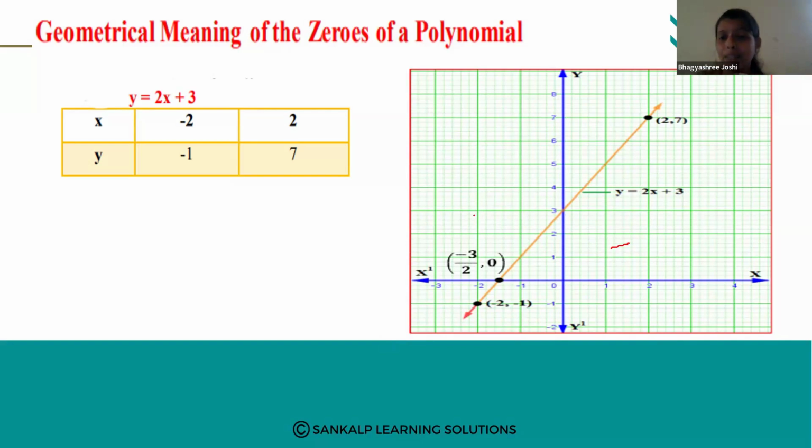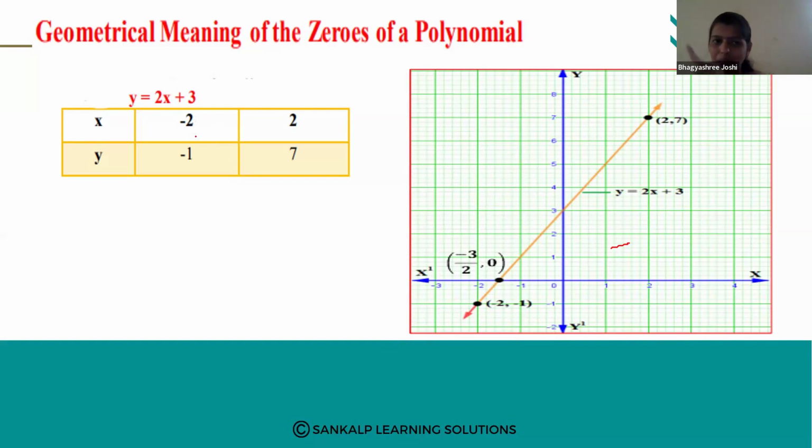How do you plot a graph? Here y is equal to 2x plus 3. The graphical method, you will be comfortable with this. So how do you do it? You will take x is equal to some value, y value will come. Or you take y is equal to some value, x value will come.